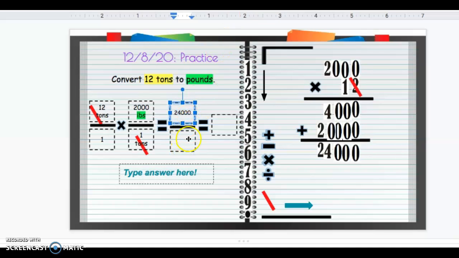And then it's over 1. So our answer is 24,000 pounds. And that's your answer.